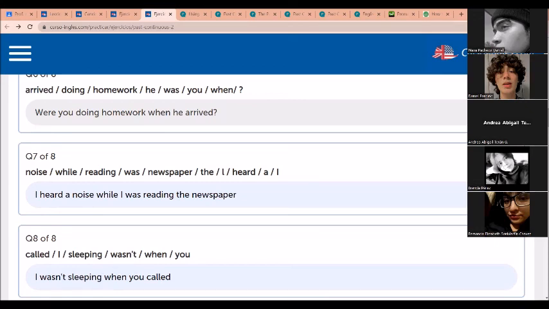Then we will tackle adverbs of time and the conjunctions. All right, so dive in, get busy. If you have questions, let me know.